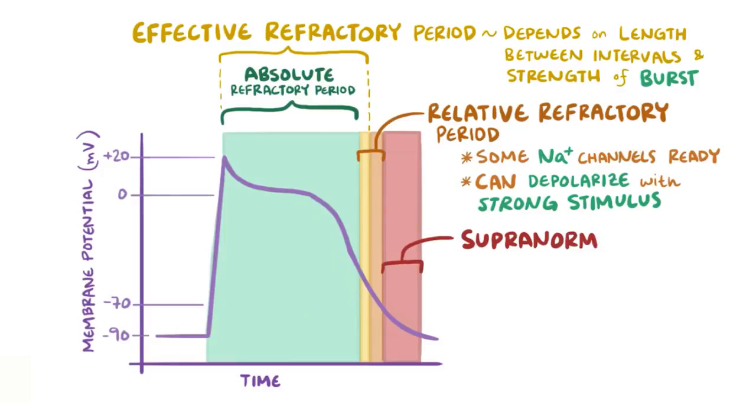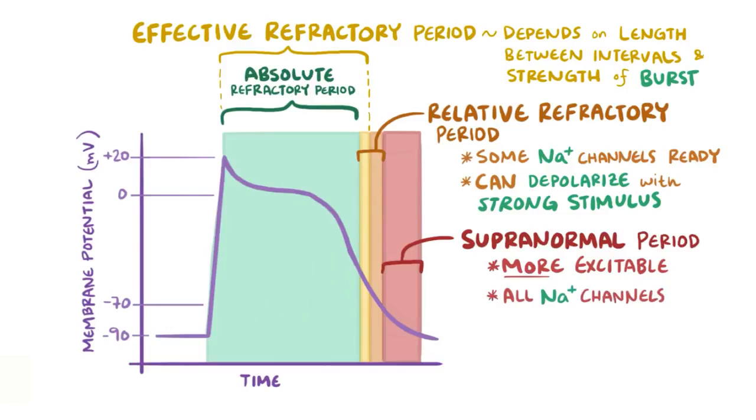Finally, we've got the supranormal period, where supra means more than, and this is when the myocyte is more excitable than usual. The supranormal period starts when the membrane potential is negative 70 millivolts, and it keeps going until the membrane is fully repolarized back to negative 90 millivolts. At this point, the sodium ion channels have completely recovered, and the channels are closed but in the ready state again. In this case, it's more excitable because that membrane potential is actually closer to the threshold potential than it is at rest, so it's slightly easier for the cell to depolarize.